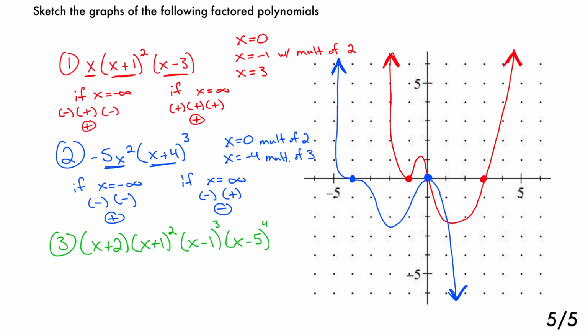And then finally, problem number 3. I have x equals negative 2. That's a multiplicity of 1 because it's to the first degree. X equals negative 1, multiplicity 2. X equals positive 1, multiplicity of 3. And then x equals 5, multiplicity of 4. All right, so let's get those: negative 2, negative 1, positive 1, and positive 5.